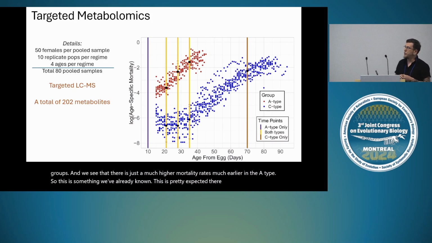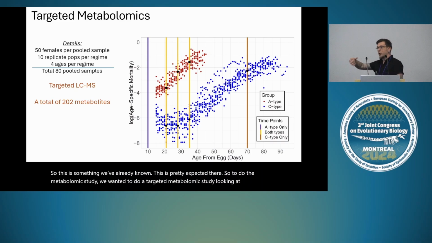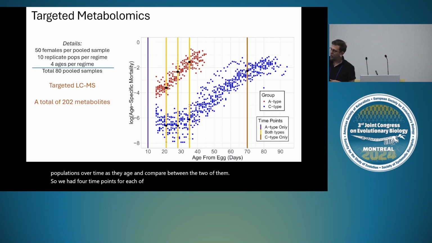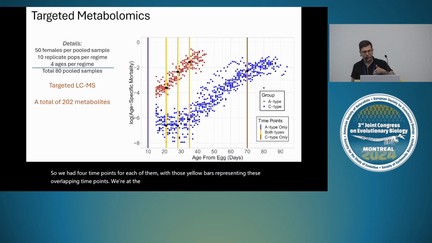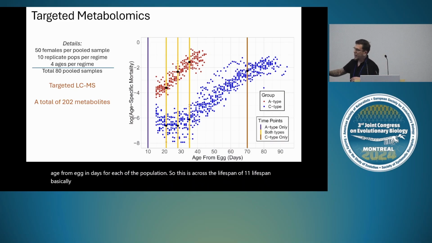So to do the metabolomic study, we wanted to do a targeted metabolomic study looking at, again, those populations over time as they age and compare between the two of them. So we had 4 time points for each of them, with those yellow bars representing the overlapping time points where we have the same time for each. Again, time, sorry, I didn't say this, is age from egg in days for each of the populations. So this is across basically one lifespan for them.